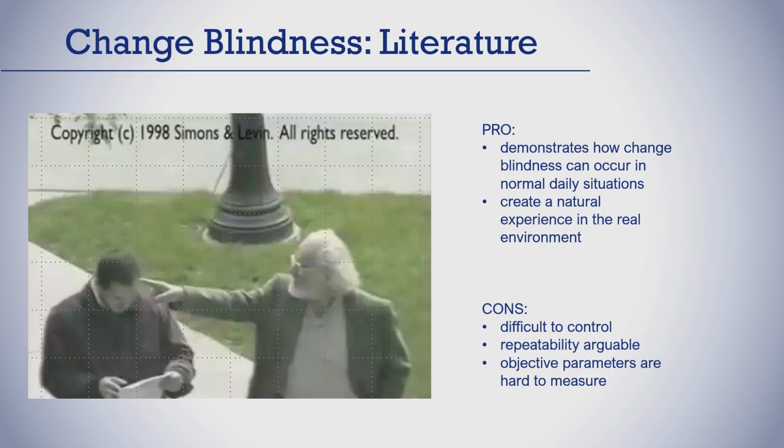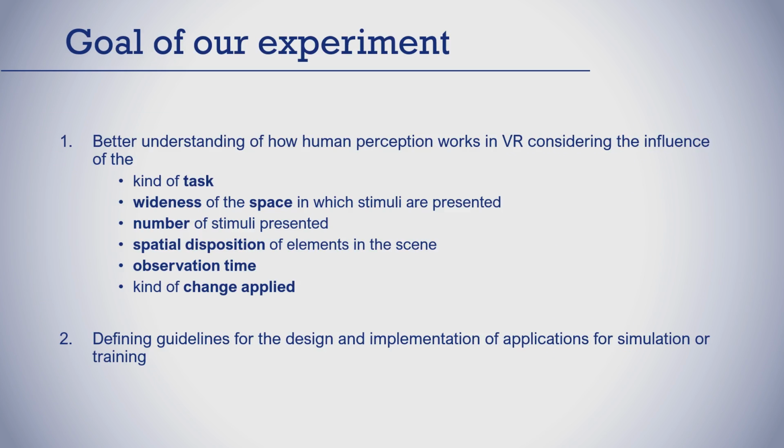But the problem is that this kind of experiment is difficult to control, it's difficult to measure objective parameters, and repeatability is variable. This is why I decided to replicate experiments with change blindness in virtual reality, because in virtual reality I can control those parameters.